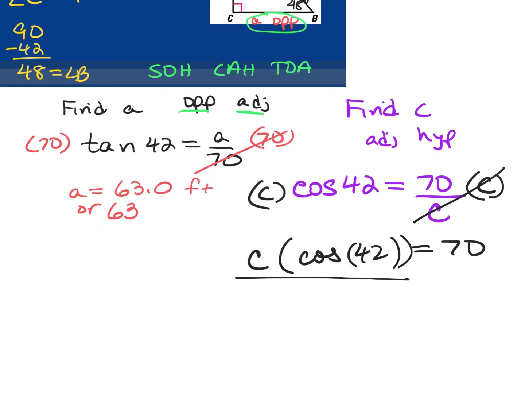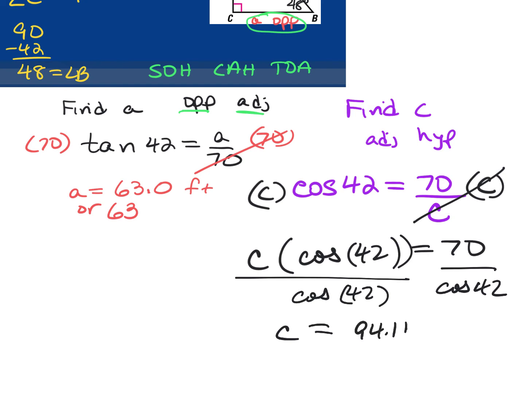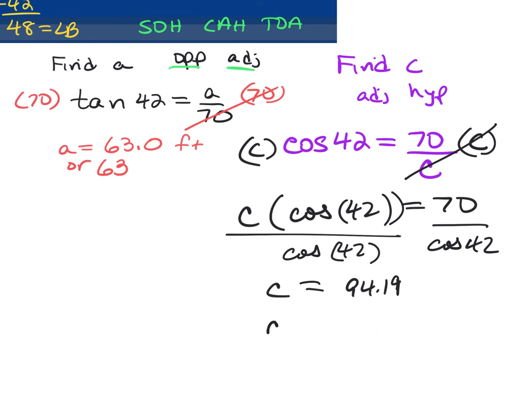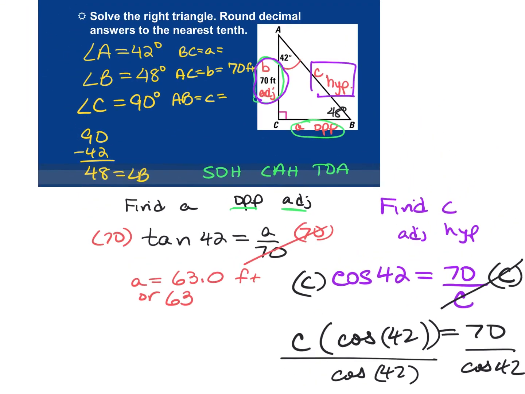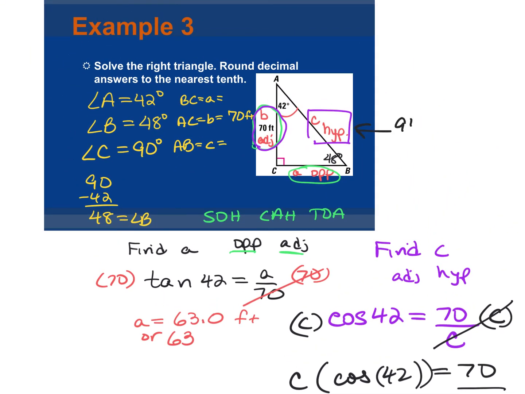And now I'm going to divide both sides by the cosine of 42. Once I do that, 70 divided by the cosine of 42 gives me 94.194. I'm just going to leave the 19, and I need to round it to the tenths place. So 94.2 feet is the length of the hypotenuse. Now, if you think about it, this side right here is 94.2. The side that was opposite, this one, I found to be 63.